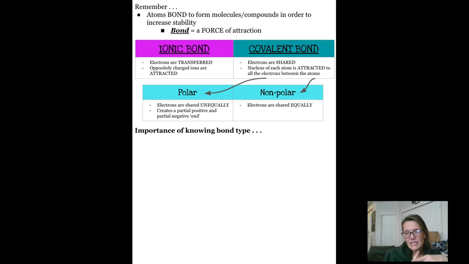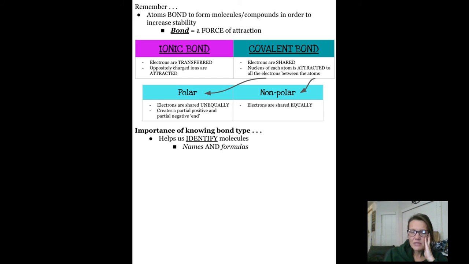The first reason we need to know the type of bond that exists in a molecule is because it helps us to name and write the formula. You name and write formulas for ionic bonds differently than you do for covalent bonds. Again, this year we're only going to focus on ionic bonds, so it won't become an issue. But in your future chemistry classes, you will need to be able to identify something as ionic or covalent so that you can name and write its formula correctly.